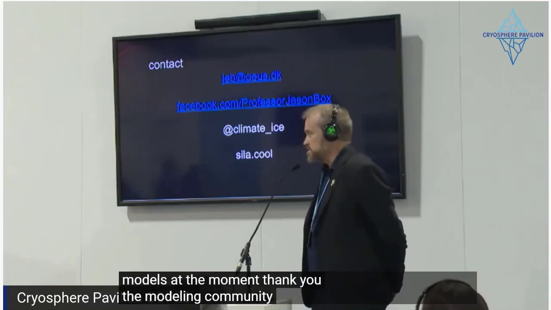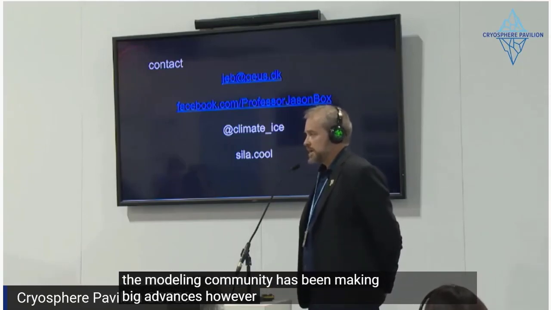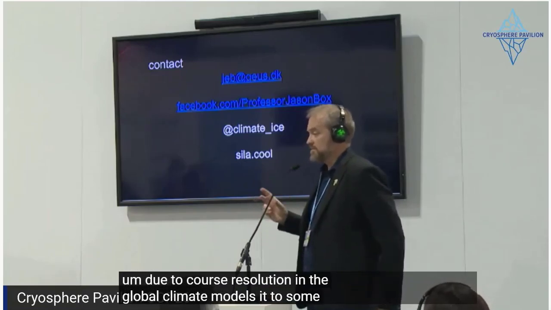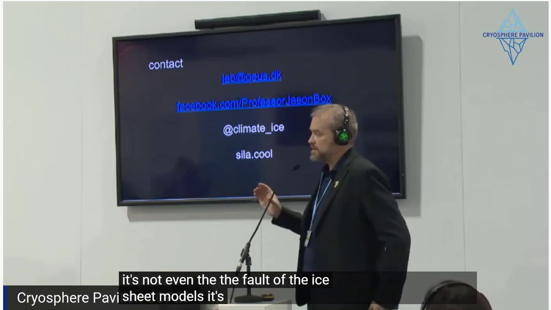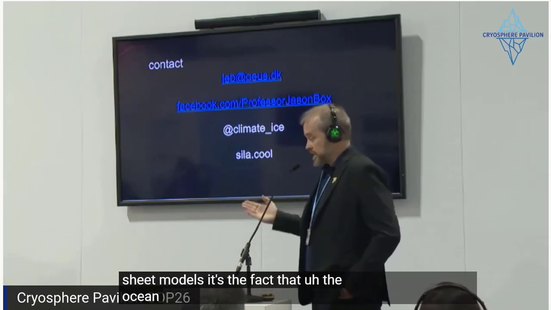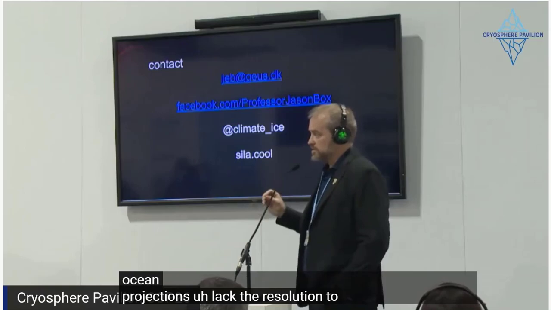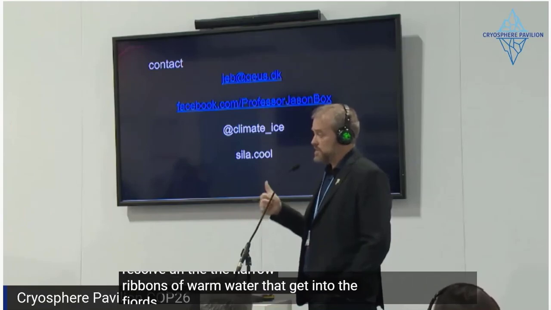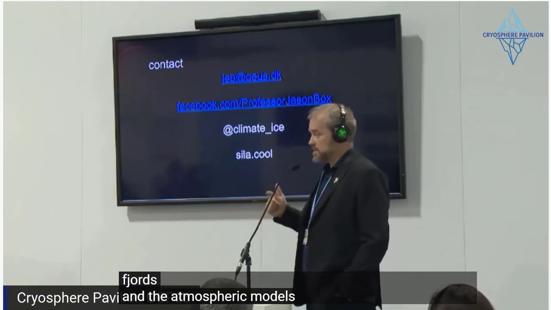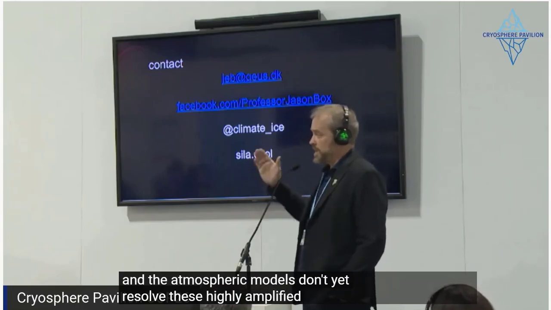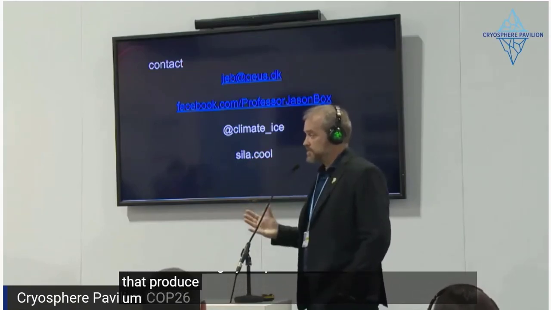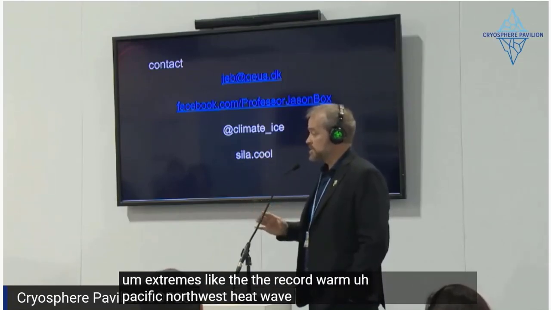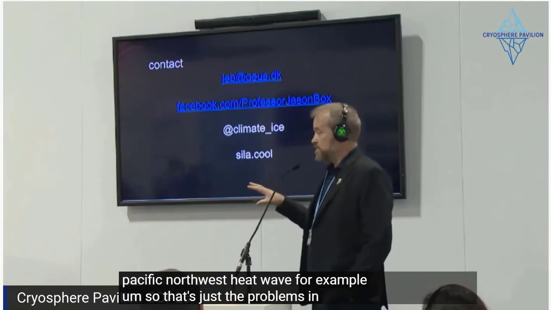Thank you. The modeling community has been making big advances. However, due to coarse resolution in the global climate models, to some degree, it's not even the fault of the ice sheet models. It's the fact that the ocean projections lack the resolution to resolve the narrow ribbons of warm water that get into the fjords. And the atmospheric models don't yet resolve these highly amplified waves that produce extremes like the record warm Pacific Northwest heat wave, for example. So that's just the problems in the atmospheric models.